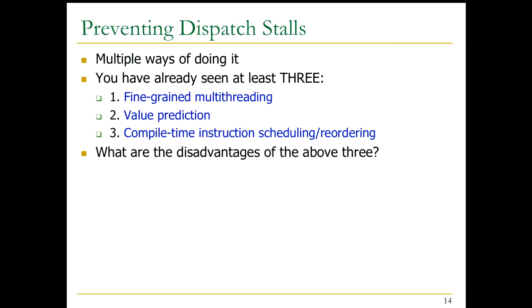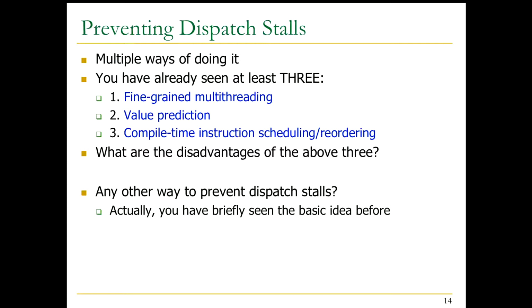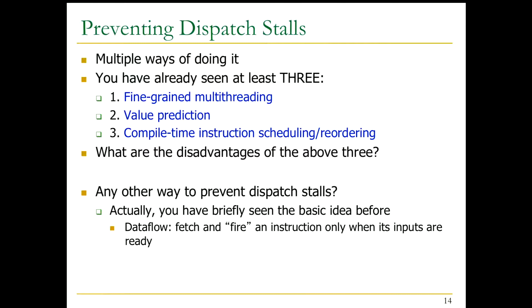So another way to prevent dispatch stalls is out-of-order execution. And we've already seen the idea with the data flow, if you will. So we're going to go back to the data flow and incorporate some more of the data flow principles into this von Neumann architecture. Remember, in the data flow case, we fetched and fired an instruction only when its input operands are ready. If the two operands coming to this data flow node are produced, you can fetch and fire that and execute it. Basically, we're going to imitate that in a limited manner in the pipeline now.